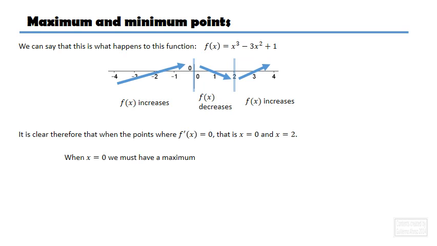Just look at the arrows. Clearly, it can't be a minimum. And when x equals 2, it's going to be a minimum. Just look at the arrows. Of course, it's going to be a minimum point.